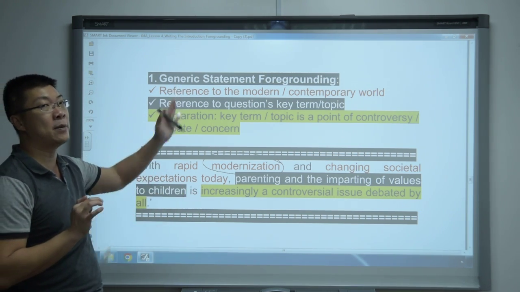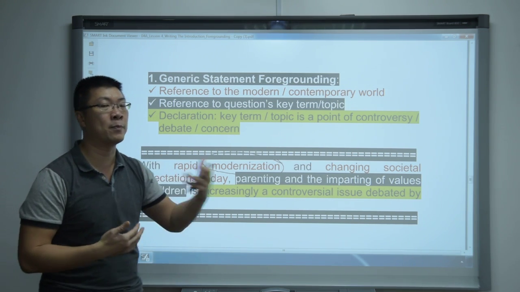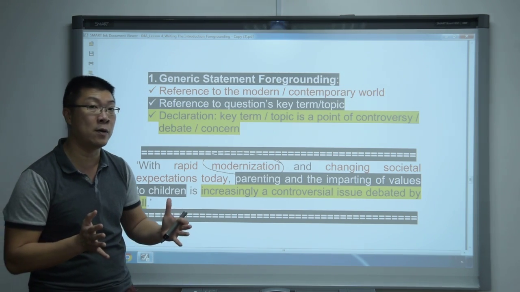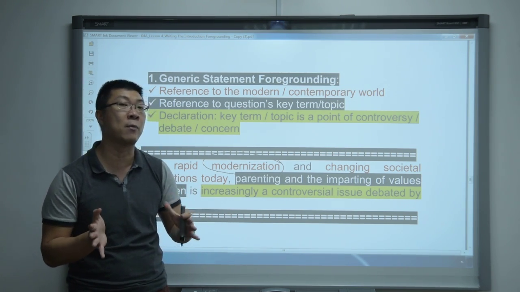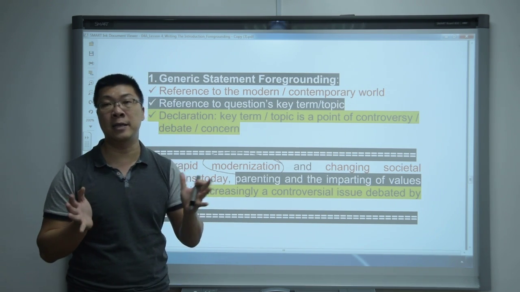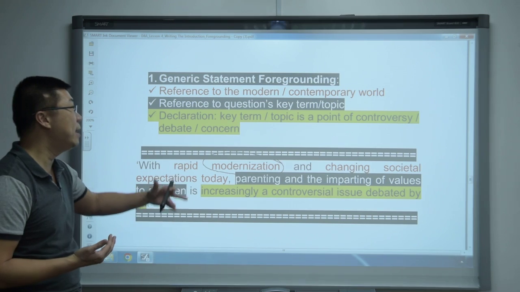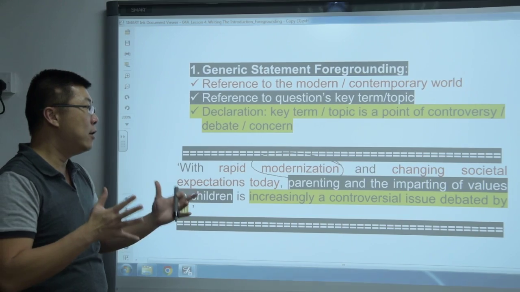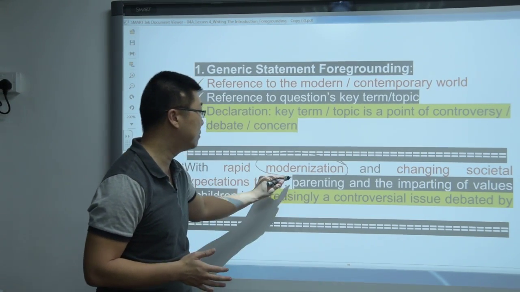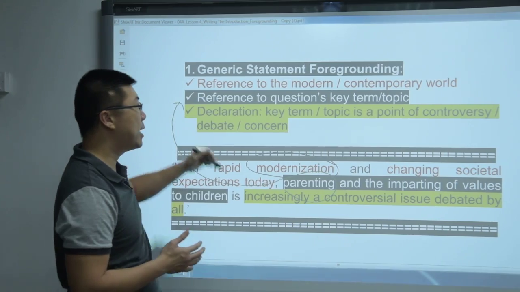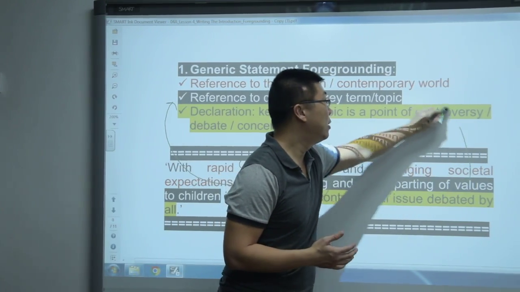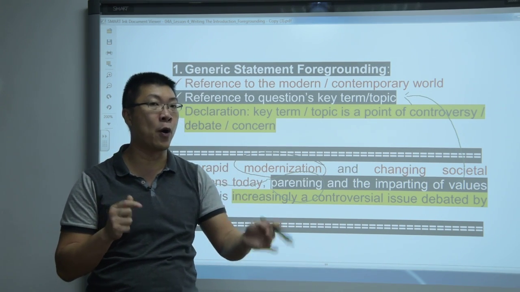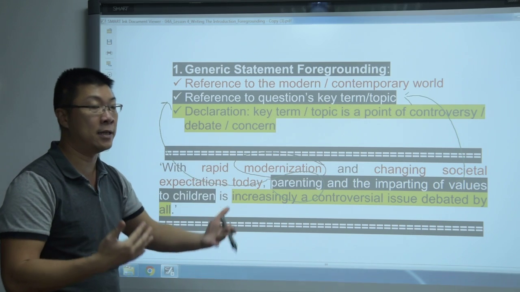The reason for it is to let the examiner know that this student, right from the first line, is considering issues as they happen. So in a sense, you are keeping current with events, which is a very critical component of assessing a general essay's quality. Then there must be a reference to the question's key term. Again, that shows that you are on track, which is why you notice I put in the words parenting, as well as imparting of values. If nothing else works, the generic statement is a chance for you to quickly state what is obvious as a point of departure, as a point of starting the discussion.